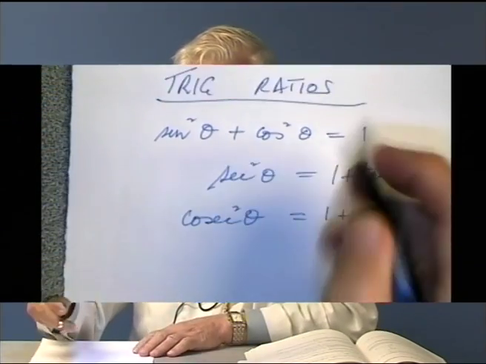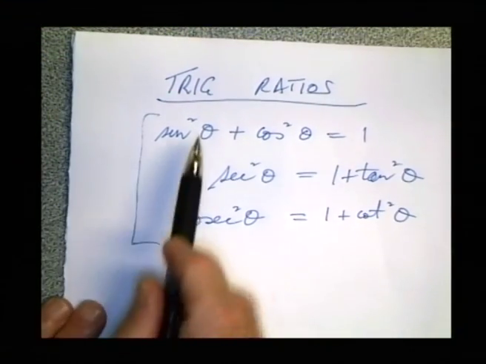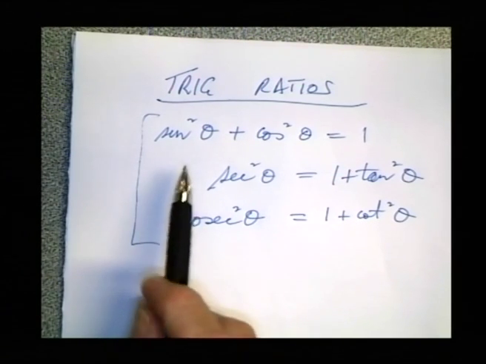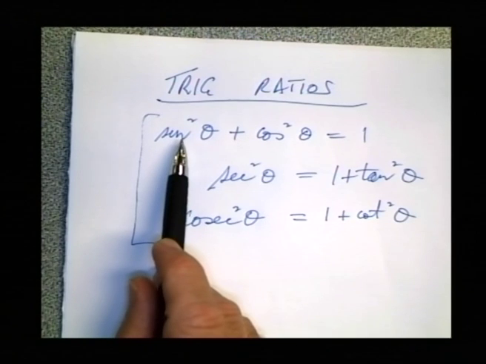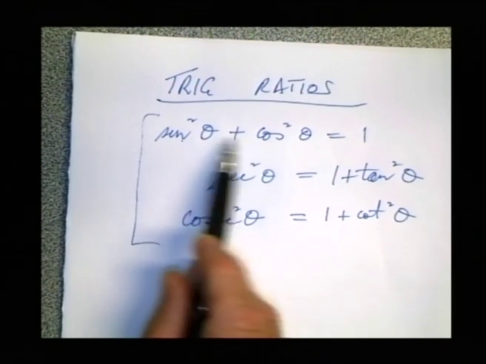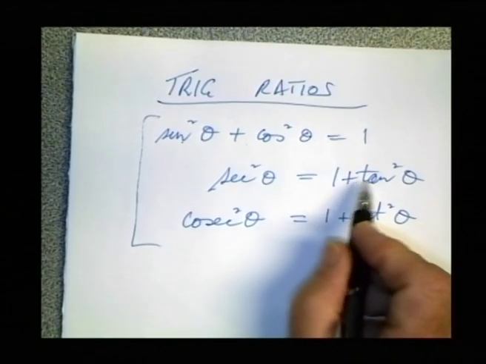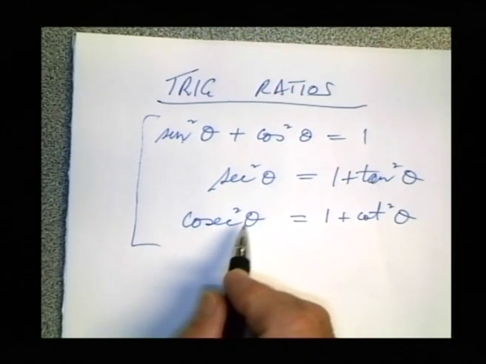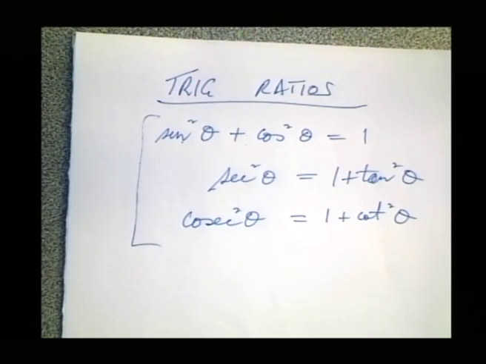Next part is trig ratios, the relationship or trig identities. Instead of trig ratios, we'll call this trig identities. And the trig identities are all connections between sine squared, cos squared, sec squared, cosec squared, cot squared. The relationships are that sine squared theta plus cos squared theta is equal to 1, sec squared theta is 1 plus tan squared theta, and cosec squared theta is 1 plus cot squared theta.